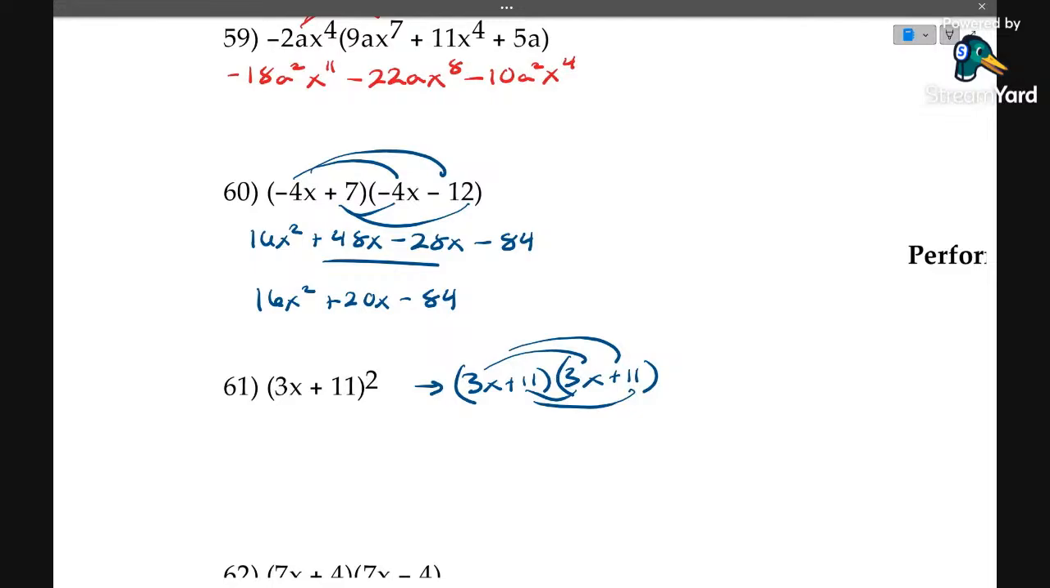So you can distribute and combine like terms, or just remember that our perfect square trinomial is always the first term squared, the last term squared, and then the product of the two terms doubled, with the last sign being plus and the first sign matching whatever we have. So whether we use distributive property or the formula with our perfect square trinomial, we end up getting the same result of 9x squared. If we multiply the two, we get 33x, double it to give us 66x. And then the last term squared is 121.